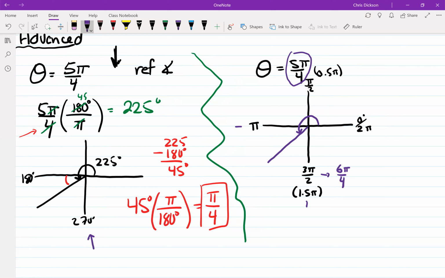And now what I want to find out is my reference angle. So see how we did this calculation here? We said take the angle 225 and minus 180. Well, why not take the angle 5 pi over 4 and minus half a rotation? So in degrees, half a rotation is 180. But in radians, half a rotation is pi. So I'm going to minus 1 pi. Now to subtract these two numbers, you need common denominators. So let's make this 4 over 4. And 5 minus 4 is 1. So pi over 4.